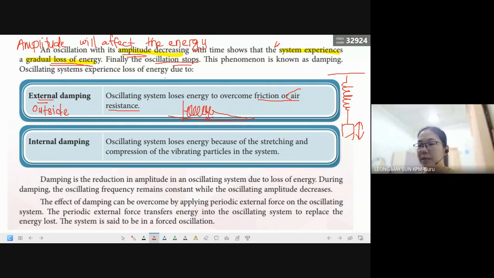Air resistance means that it's not in contact with any other surface, it is only in contact with the surrounding air. All right, so that's external damping.